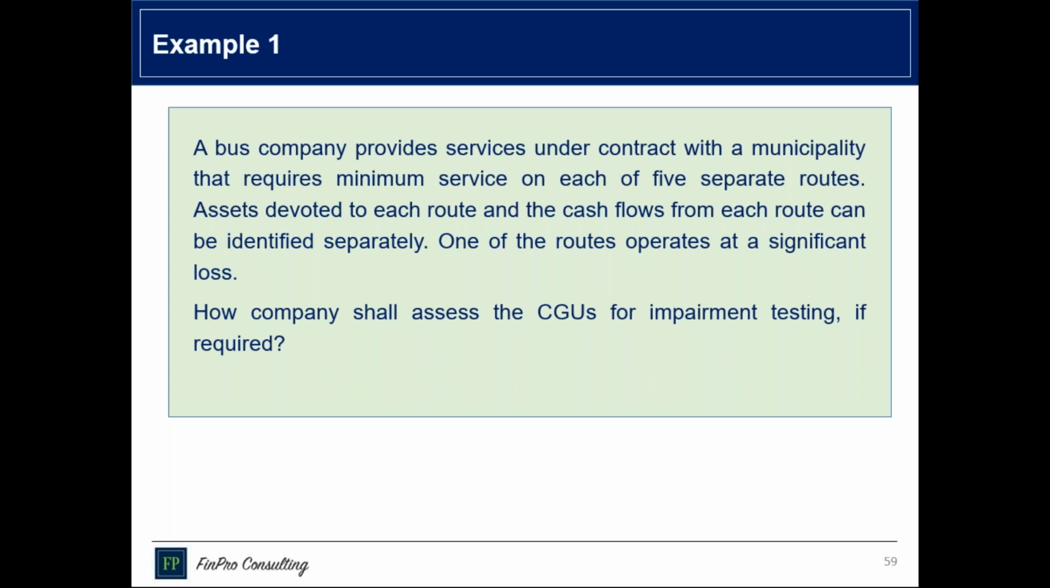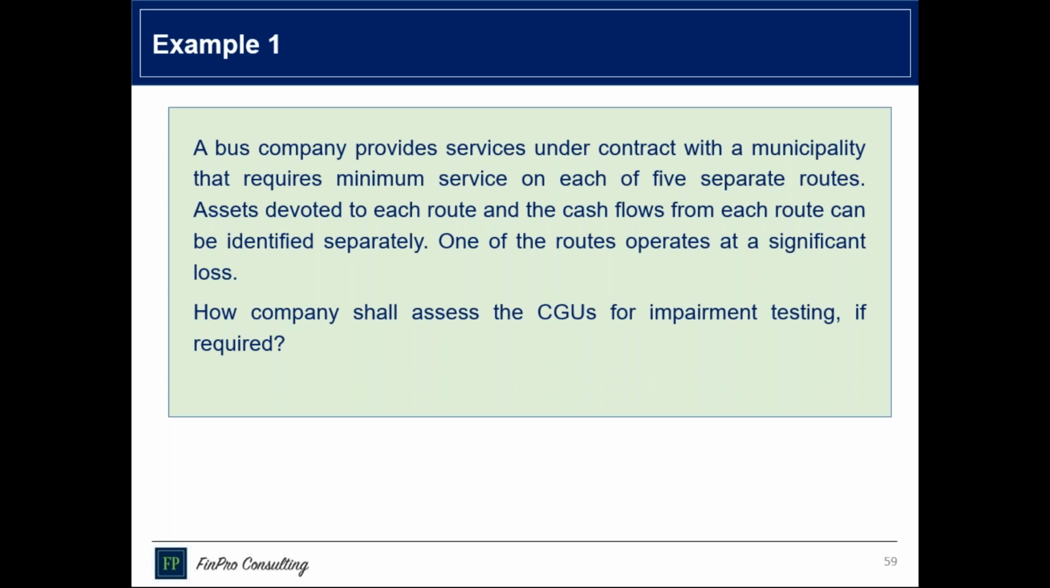A bus company provides services under a contract with a municipality that requires minimum service on each of the 5 separate routes. So basically there are 5 separate routes for which 5 buses are deployed. Assets are devoted to each route and the cash flows from each route can be identified separately. So we can know the total revenue and total profit from each of the routes separately. One of the routes operates at a significant loss. How should a company assess the CGU for impairment testing, if required?